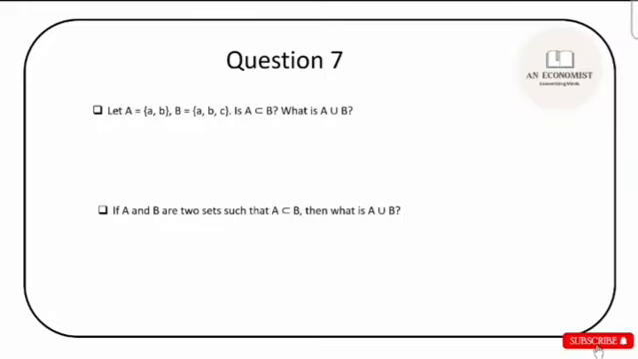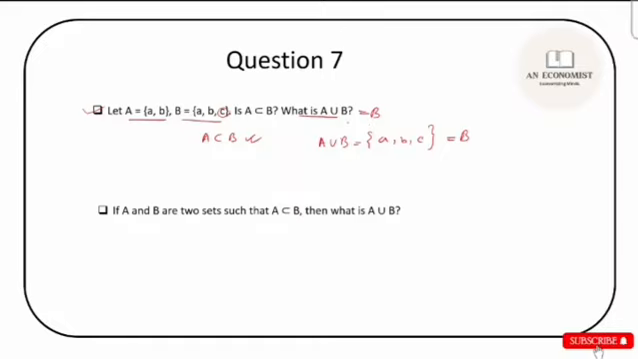Let's move to question number 7. If set A has 2 elements, a, b, and set B has 3 elements, a, b, c, is A a proper subset of B? If you know the definition of proper subset, you will know that if A has all the elements that are also part of B, and B has some extra element, here it is c, which is not in A, then A will be a proper subset of B. This statement is true. Now what is A union B? If you write A union B, you will see it will be a, b, c, which is exactly B. So A union B will be exactly equal to B.